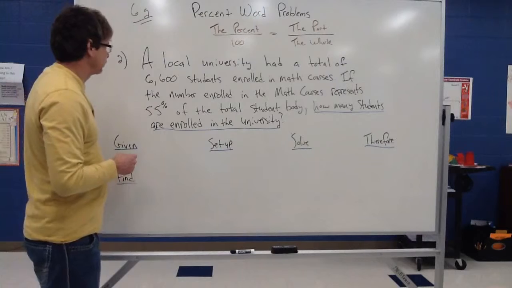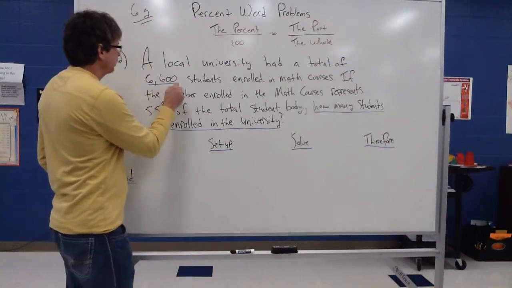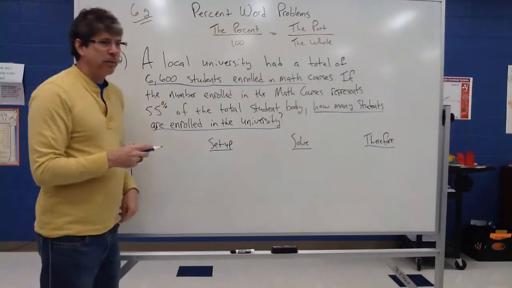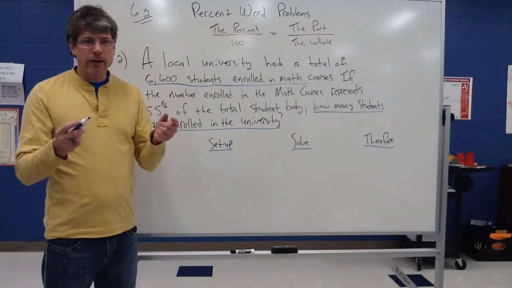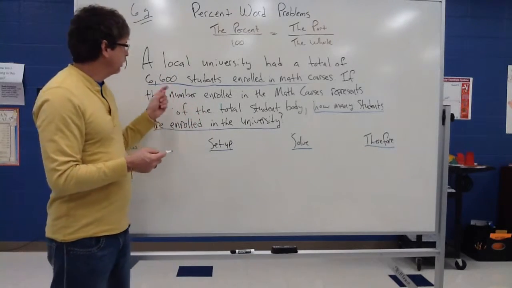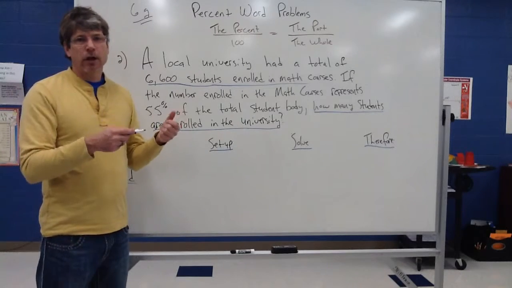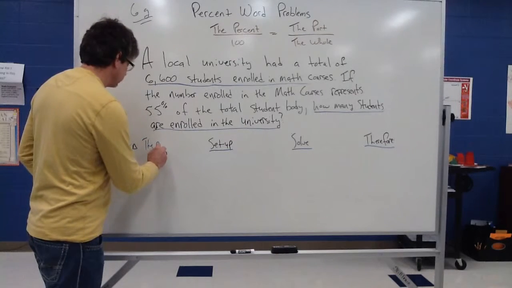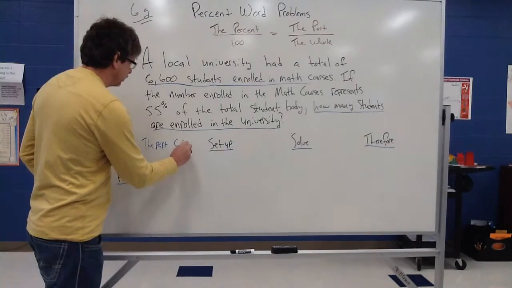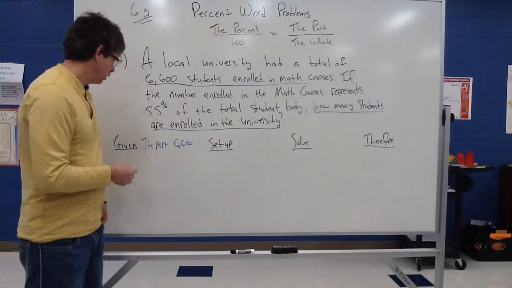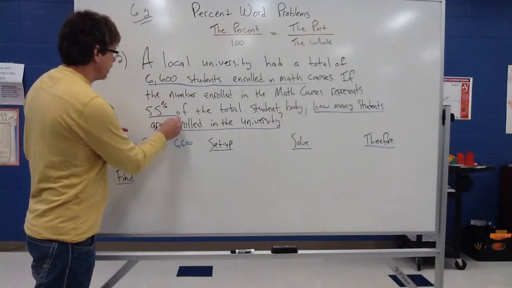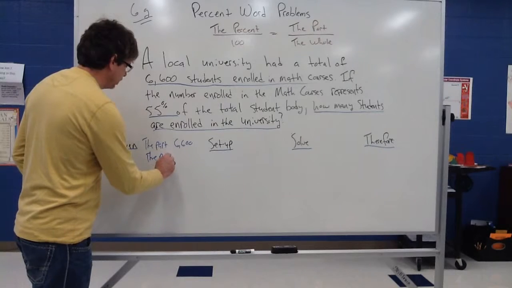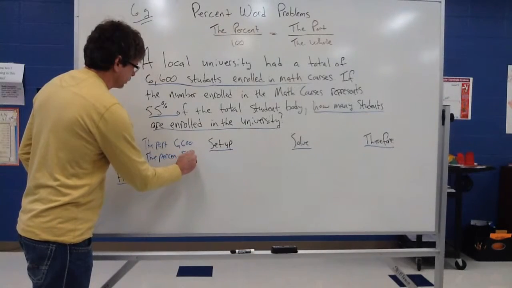So see if we can identify the given. We're given 6,600 students enrolled in math courses. And notice that the math courses does not represent the whole student body. That's only a part of the student body. So 6,600 is going to represent the part that are at the university. So we have the part that we know, and that's going to be the 6,600 students that took the math courses. The other thing that's pretty clear is 55% is our percent. So the percent is 55%.